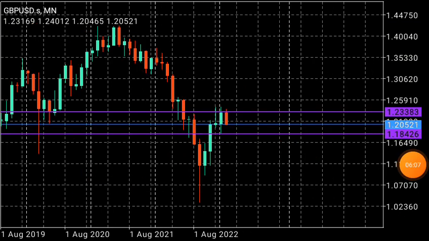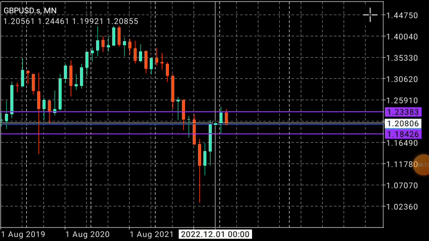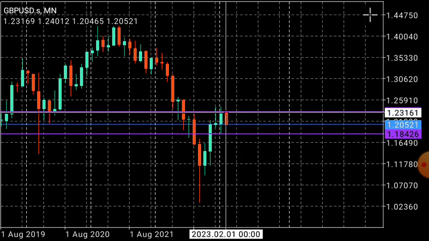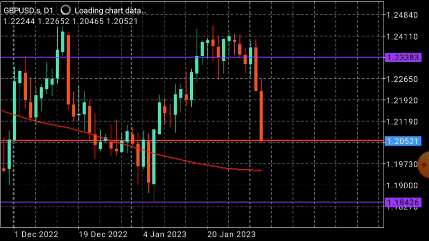Looking at the GBPUSD on the monthly time frame, as far as I can see, I'm seeing a bearish engulfing candlestick. The current month, February, on the GBPUSD is a bearish month, meaning we might have a long bearish month for this month.